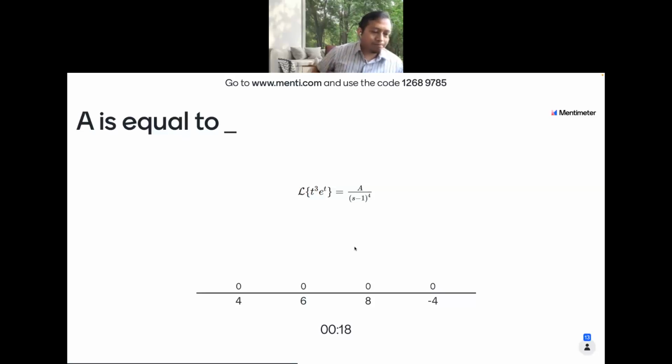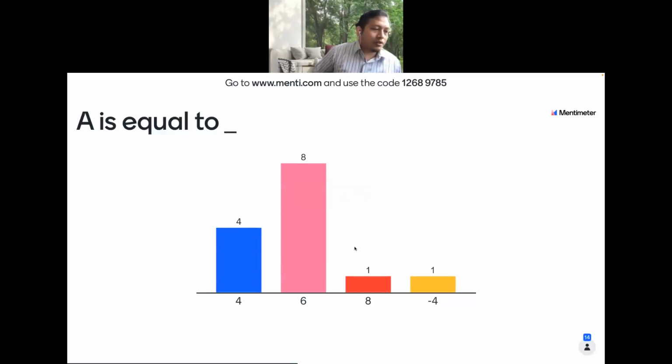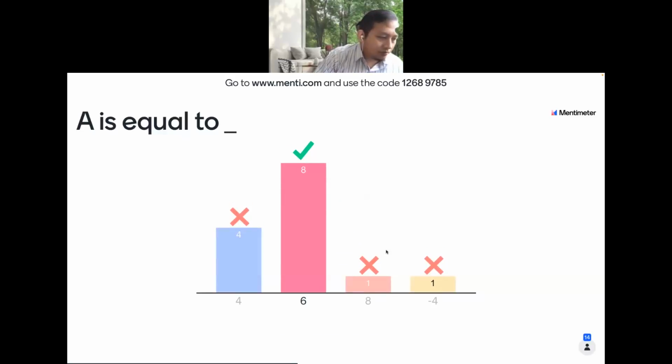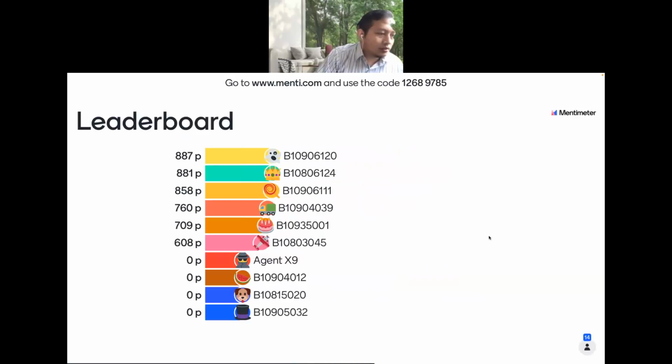Okay, everyone has voted. Okay, good, good. So it should be 6. So basically you are going to derive three times, right? 3 times.